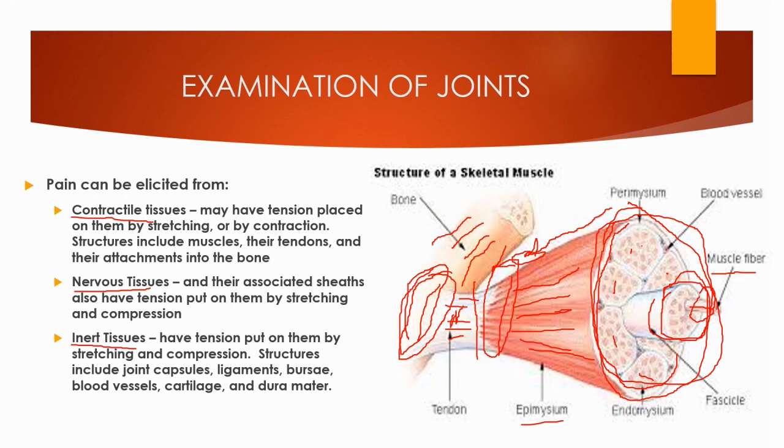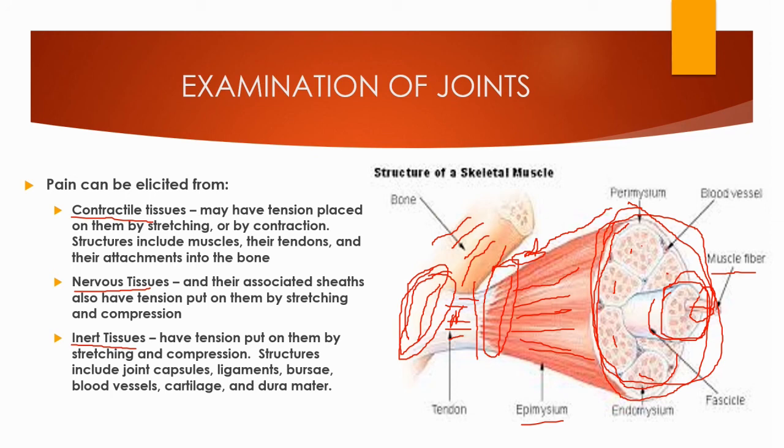Now, with nervous tissue, we can have pain emanating from the nervous tissues and their associated sheaths, because nervous tissues, whether we're considering range of motion testing or manual muscle testing, can have tension put on them by either stretching or compression. And similarly, the inert tissues such as joint capsules, ligaments, bursae, blood vessels, cartilage, dura, etc., can also have tension put on them by stretching and compression.